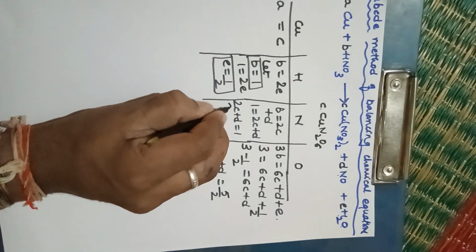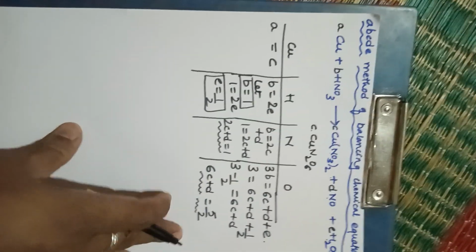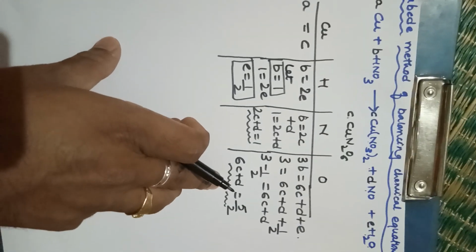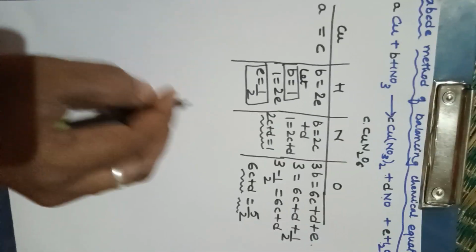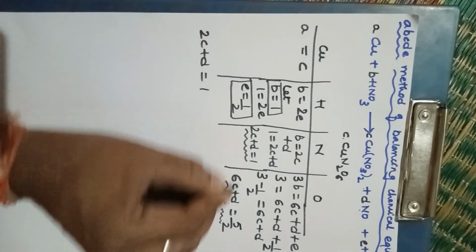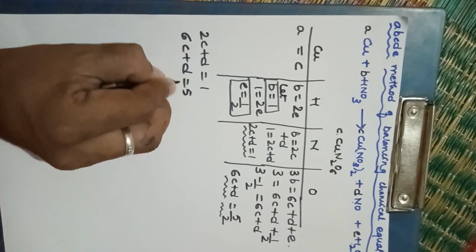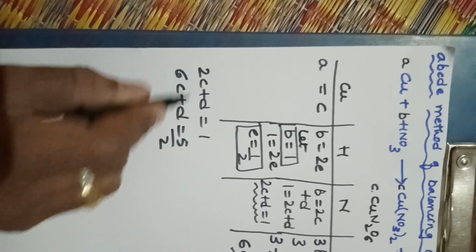Now we have 2 equations in 2 variables, or 2 letters, here. We shall use these 2 equations and find the values of c and d. So we shall write these 2 equations here. 2c + d = 1, and the other equation is 6c + d = 5/2. These 2 equations are 2 linear equations in 2 variables, or letters, c and d.